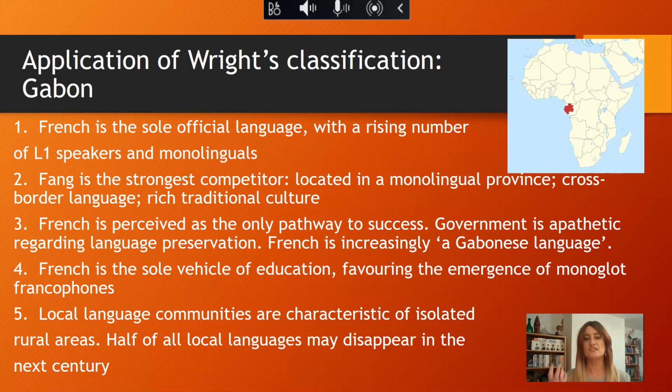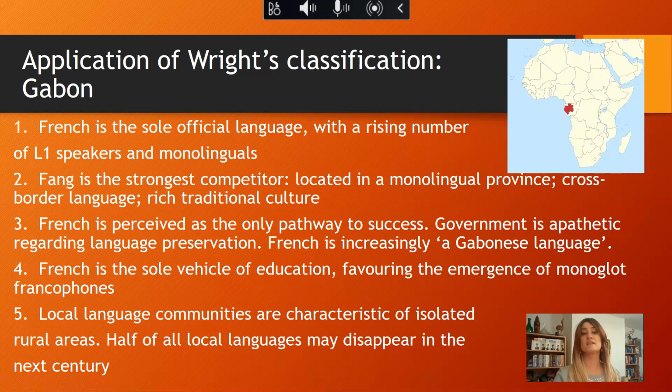French, however, is perceived as the only pathway to success, okay? And the government, generally speaking, it's fair to say, is quite apathetic regarding language preservation. You may argue, well, they've got a lot of other fish to fry, but even so, there are very, very few government initiatives. It's mainly grassroots initiatives, if anything, that try to keep the local languages afloat.